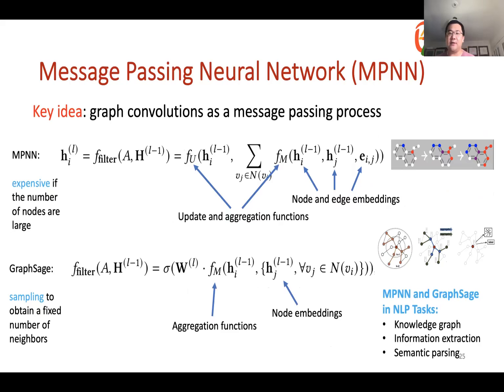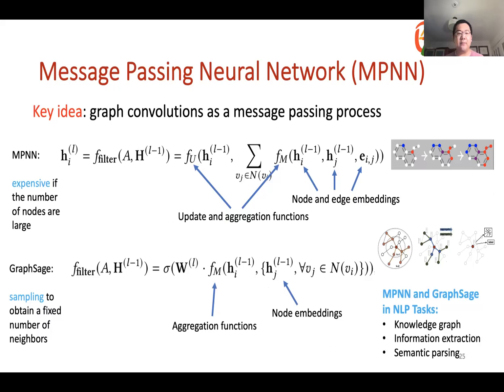So the key idea here is to treat graph convolution as a message passing process. Two key functions have been defined. The aggregation function aggregates all the node and edge embeddings to formulate a message. Then the update function fuses the information from the message and the node embedding from the previous layer to generate a new node embedding.